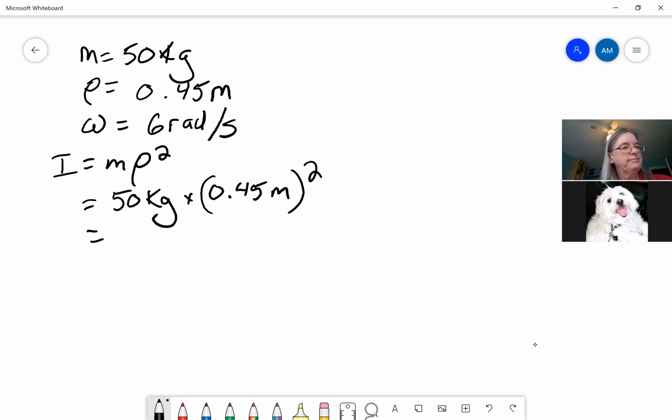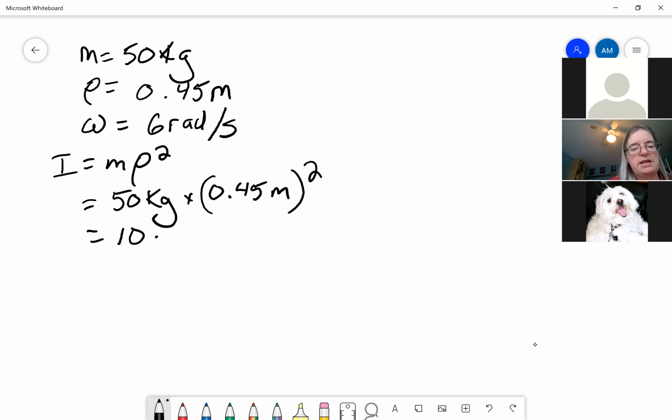Anybody? I have 10.125. Yeah, I got the same. Oh, good. That's very good. 10.125. Yes. Okay, yeah. And that'll be, of course, kilogram meters squared.